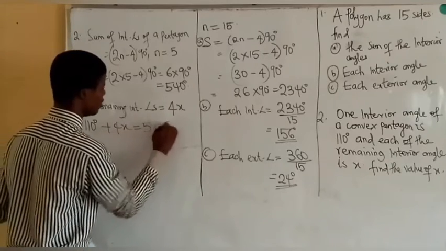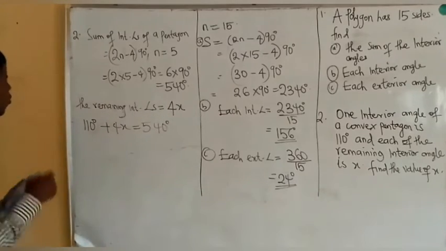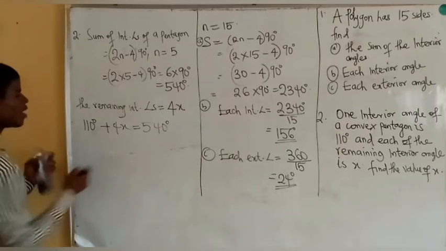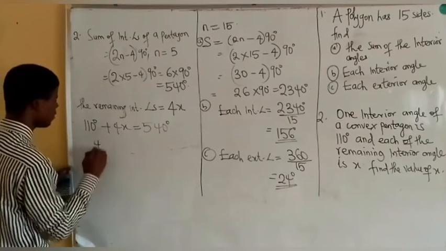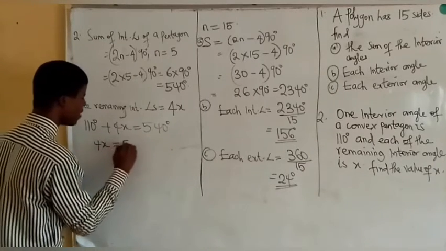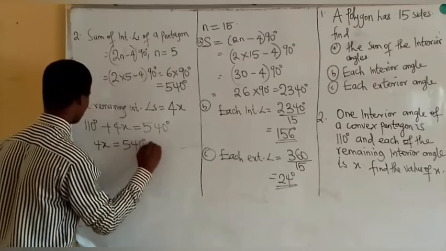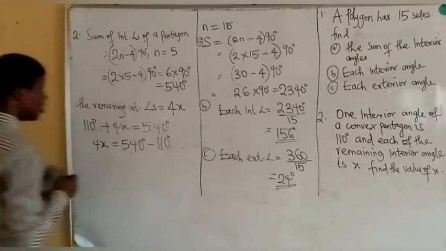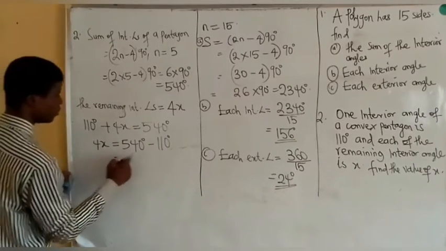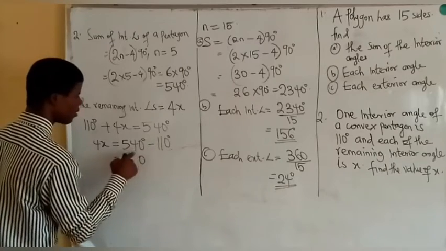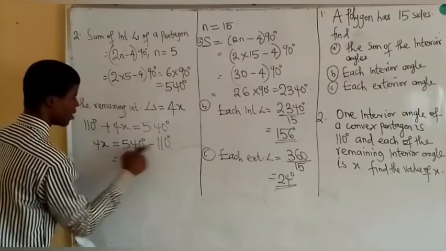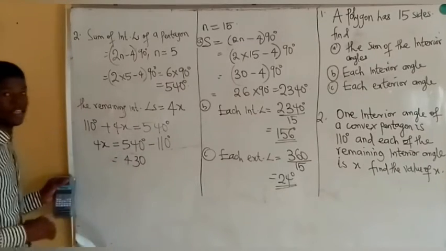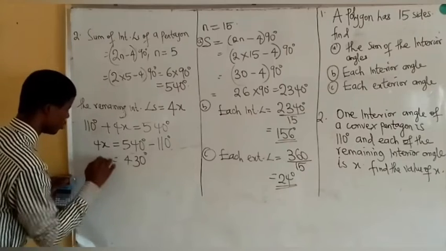540 degrees. It's simple. So to make x the subject of the formula, I will say 4x is equal to 540 degrees minus 110 degrees. So 540 minus 110 is simple. 0 minus 0 is 0. 4 minus 1 is 3. 5 minus 1 is 4. That's 430 degrees. 4x is equal to this.